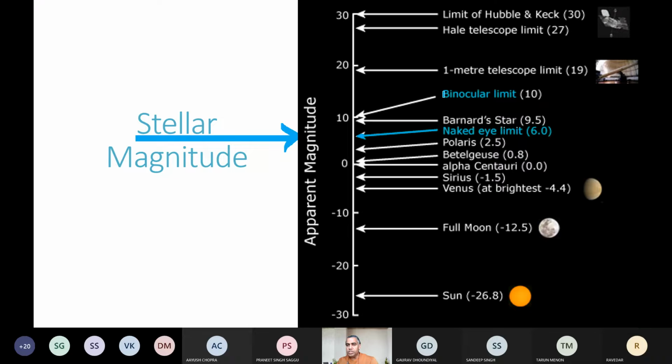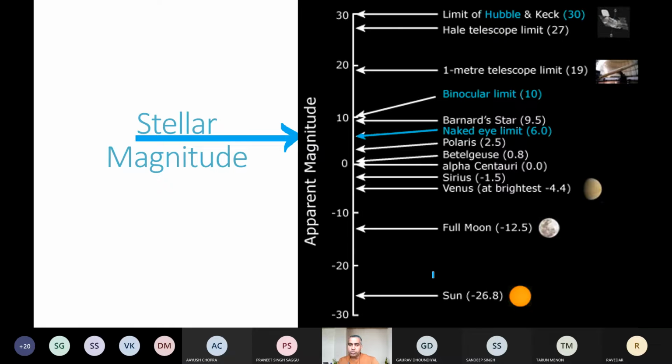you may be able to see stars up to stellar magnitude 10. And the Hubble telescope which we have, Hubble telescope can observe celestial bodies up to a stellar magnitude of 30. That's the capacity of the Hubble telescope. So this is the stellar magnitude scale. Now in these questions, this stellar magnitude scale is used.